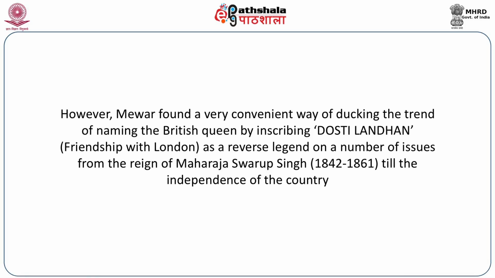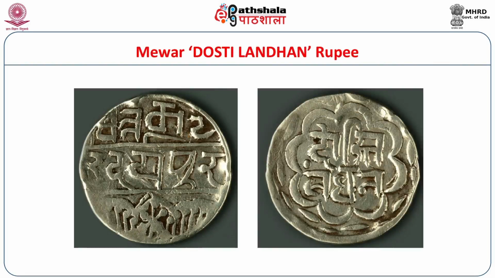This coin series, the images and the legends, were used on the coins right up till the independence of the country. So in effect, Mewar avoided issuing a coin in the name of the British right till the independence of the country. These are some of the examples. These are hand-struck issues, but later on we also find machine-struck coins of Mewar with the same legend.